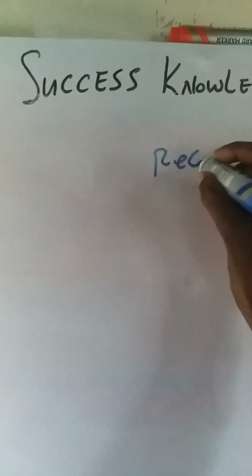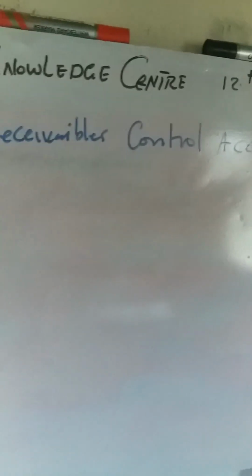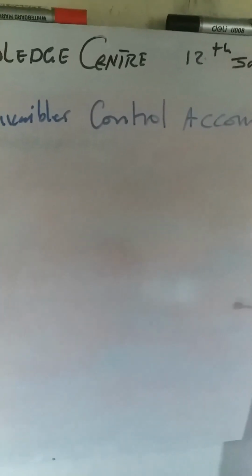Today I want to quickly do the receivables control account. Earlier I mentioned that when you sell goods on credit, your customers are called receivables. So today we are dealing with the receivables, our credit customers. Let me quickly put up the format for the receivables control account.